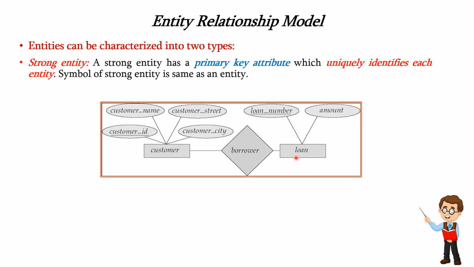So in both the entity sets we have the key attributes. Here for customer, customer ID is the key attribute because it is underlined with a solid line. For loan we have the key attribute loan number, which is underlined with a solid line. So we say that it is a key attribute because for a loan only one loan number can be there. So loan number uniquely identifies the entity loan. Here also, for each customer only one customer ID will be there. So it uniquely identifies the customer. So that is what is called a primary key attribute.